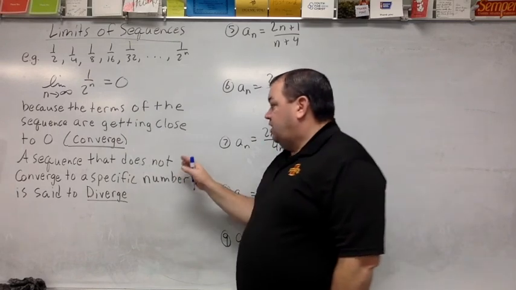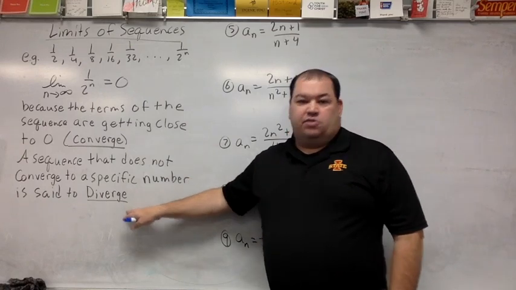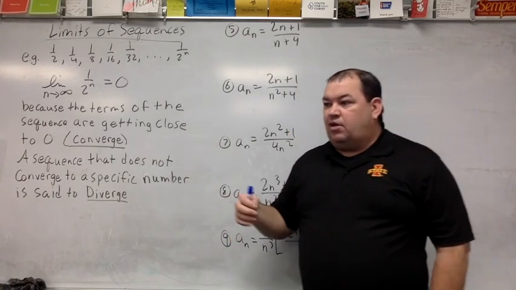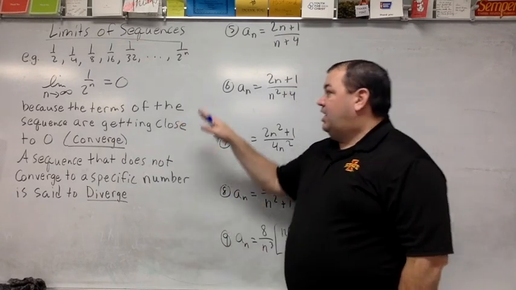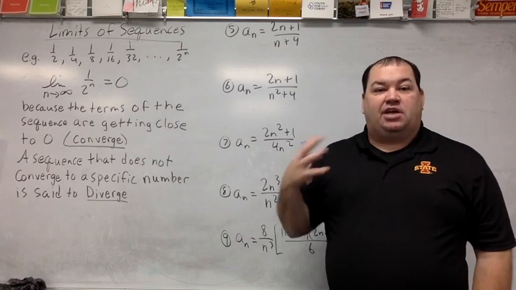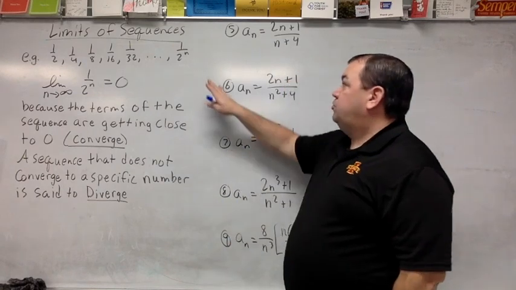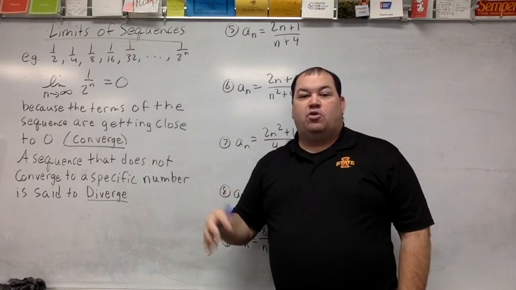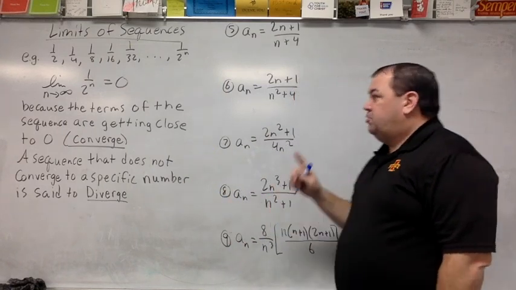Of course, a sequence that does not converge to a specific number is said to diverge. So if it approaches a really big number, like infinity, we cannot find that limit. We say it diverges. Think of an arithmetic sequence, or think of a geometric sequence that gets bigger. We're never going to approach some specific number. So I put some examples up here.